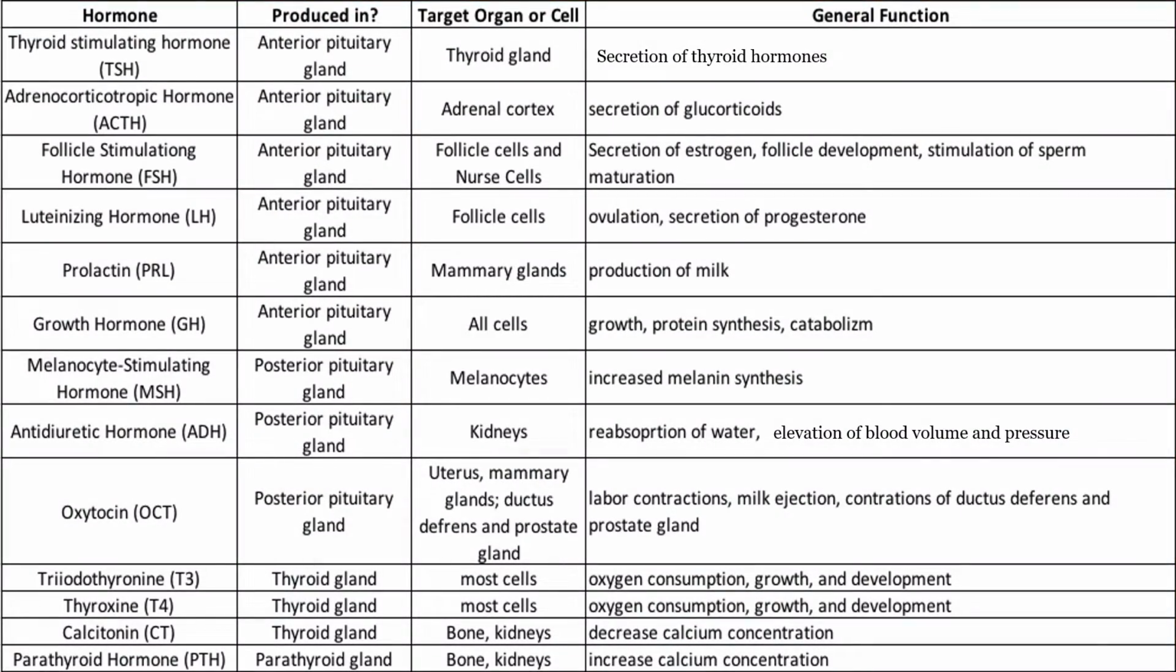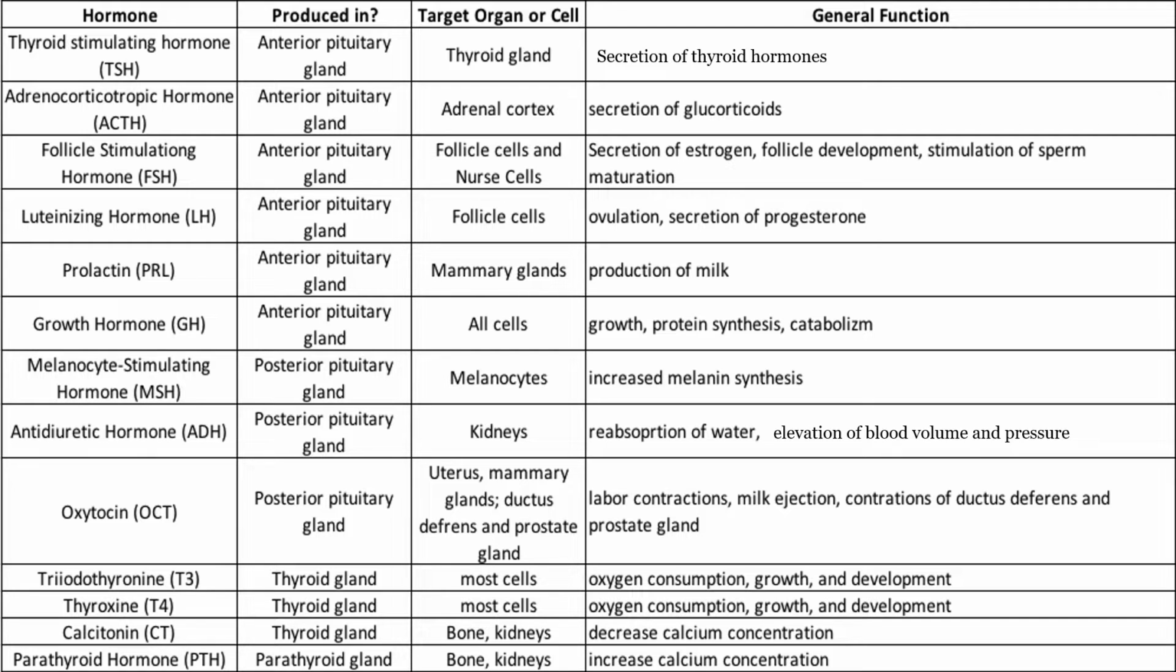Let's review the glands and the hormones they secrete. First, the anterior pituitary secretes TSH, or thyroid stimulating hormone, ACTH, or adrenal corticotropic hormone, FSH, or follicle stimulating hormone, LH, or luteinizing hormone, prolactin, and growth hormone, or GH. The posterior pituitary releases oxytocin and ADH, which is also known as vasopressin. The thyroid gland secretes T3 and T4, which are the thyroid hormones. It also secretes calcitonin. The parathyroid gland secretes parathyroid hormone.